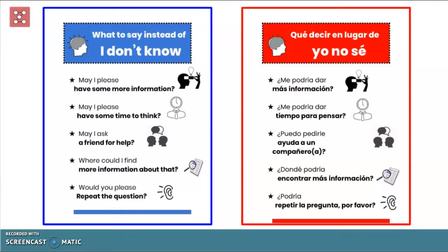When I don't know, may I please ask for more information? When I don't know, may I please have some more time to think? When I don't know, may I ask a friend? Where can I find more information? Or would you help, or would you please repeat the question? Maybe they didn't hear it the first time. Or in Spanish, we have the same questions there.